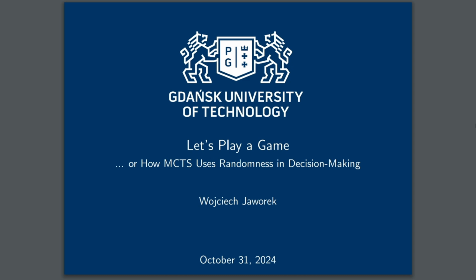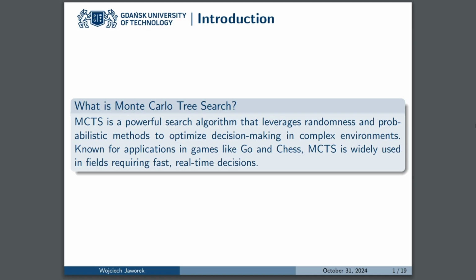Hello everyone, my name is Wojciech and today I'm going to be talking about the Monte Carlo tree search and how it uses randomness in decision making. So let us start with saying what a Monte Carlo tree search is. It is a powerful search algorithm that leverages randomness and probabilistic methods to optimize decision making.